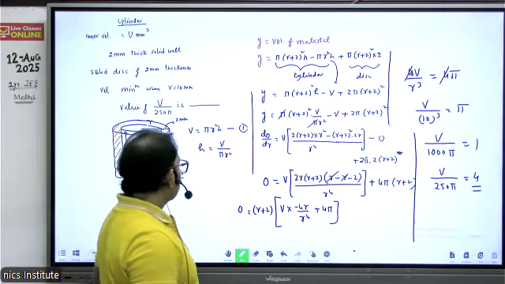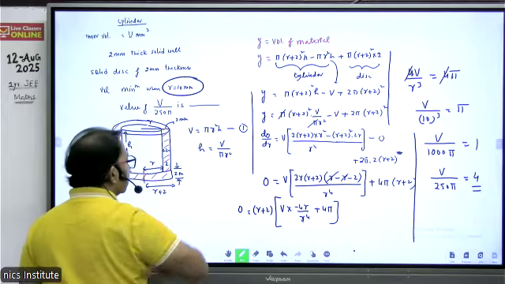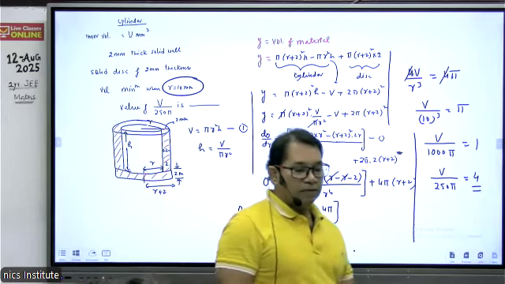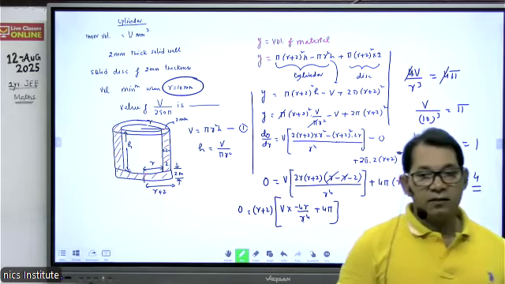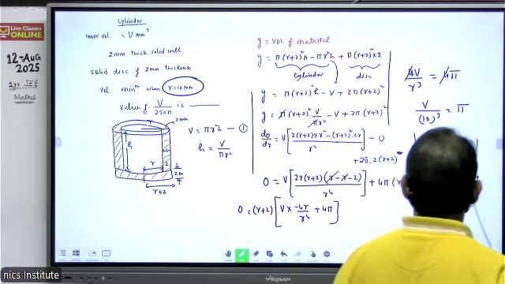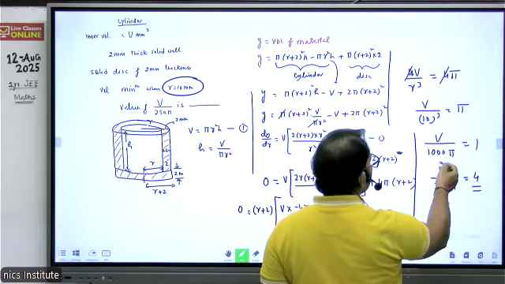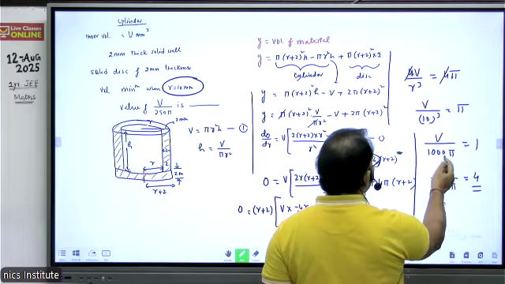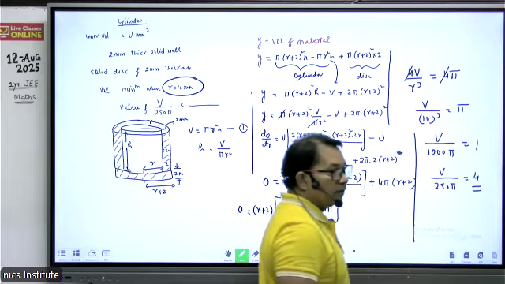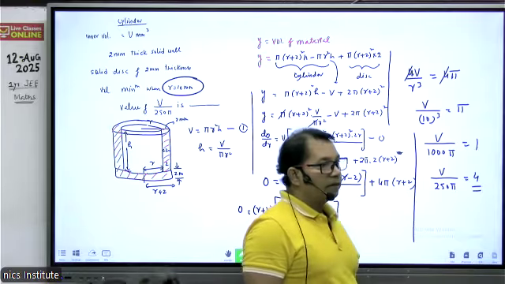So you have to substitute the value of the variable only in the end. Otherwise, if you substitute first, everything becomes constant and you'll get 0. R is 10, 10 cube is 1000, multiply by 4. 1000 is 4 into 250.